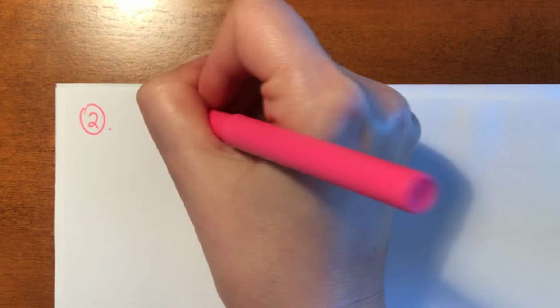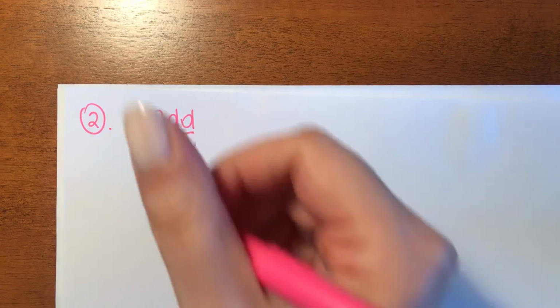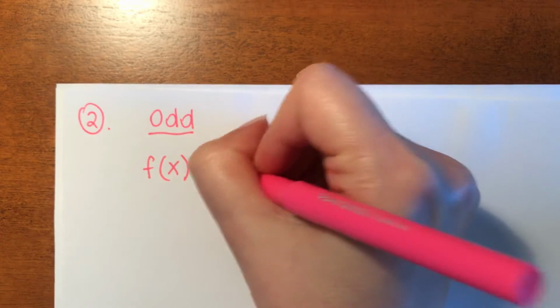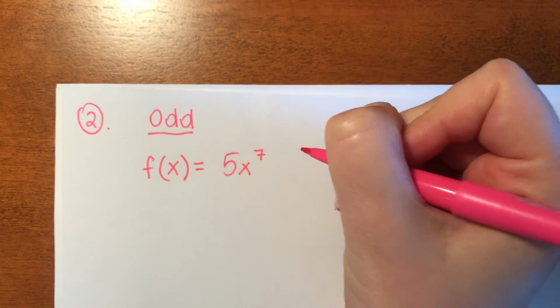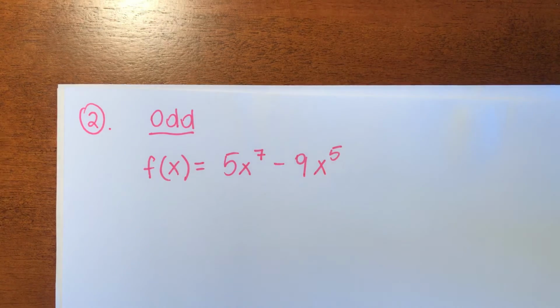Now I'm going to give you an example of an odd function. So number 2, we're looking at an odd function. Okay, so here's your original function: f of x equals 5x to the 7th power minus 9x to the 5th power. We're going to start with the table.